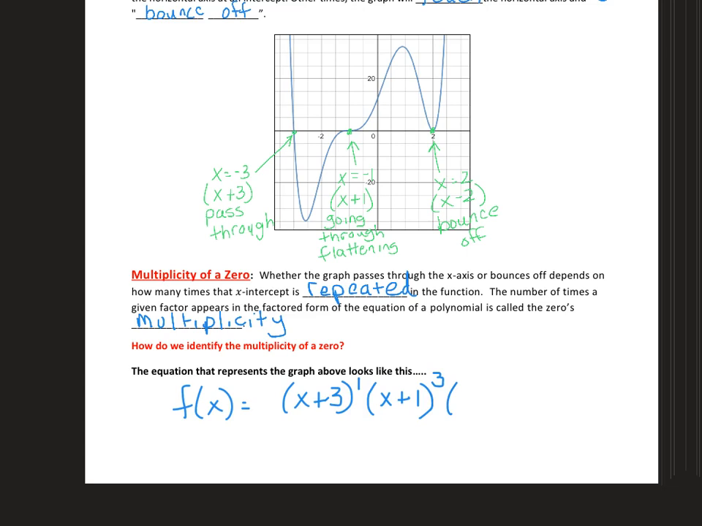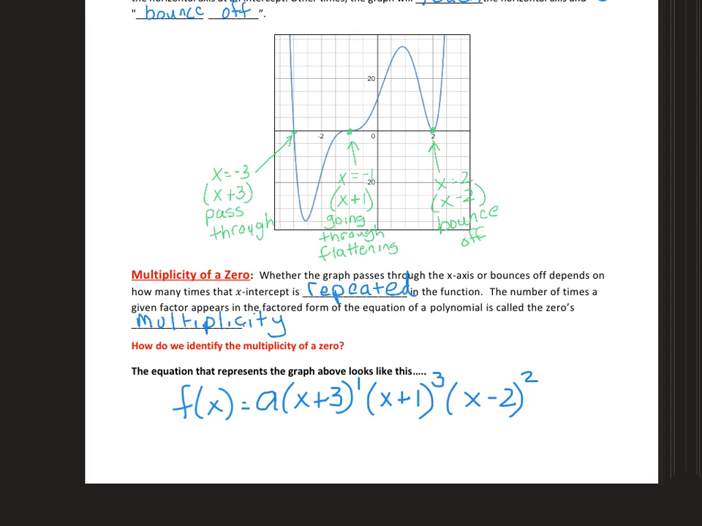And then the final x-intercept we have is x equals +2. That would be a factor x minus 2. And you're probably already thinking, this looks very quadratic-like, and that's exactly right. The exponent that would be on that factor, or the multiplicity of that x-intercept, would be 2, and that's creating this bounce off. Now the only thing that we're missing in our function is this multiplier up front.